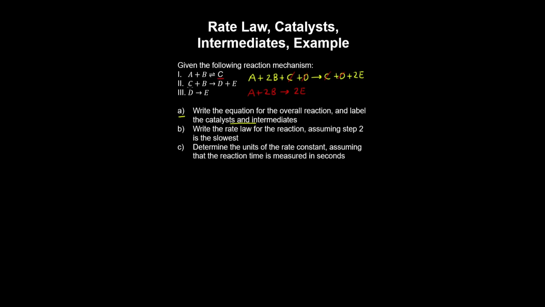And here, C and D are the intermediates, because they're produced and then consumed in a subsequent step. And here there are no catalysts, because catalysts are consumed and then regenerated in a subsequent step.